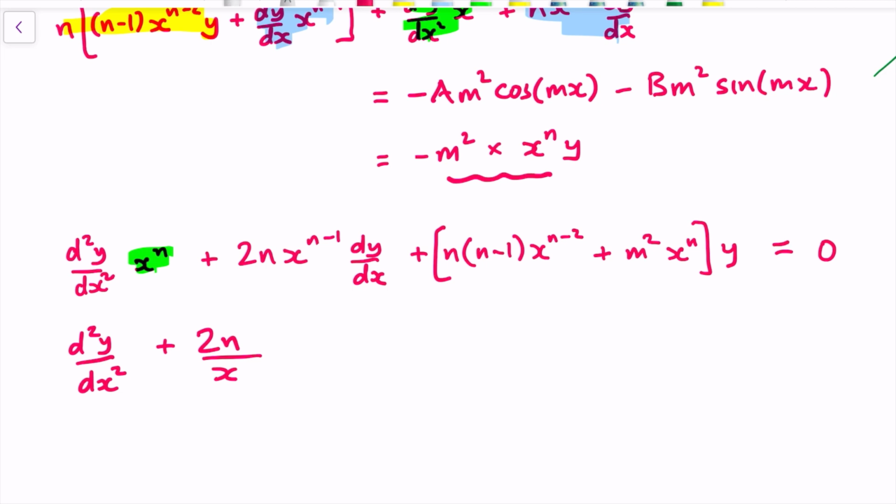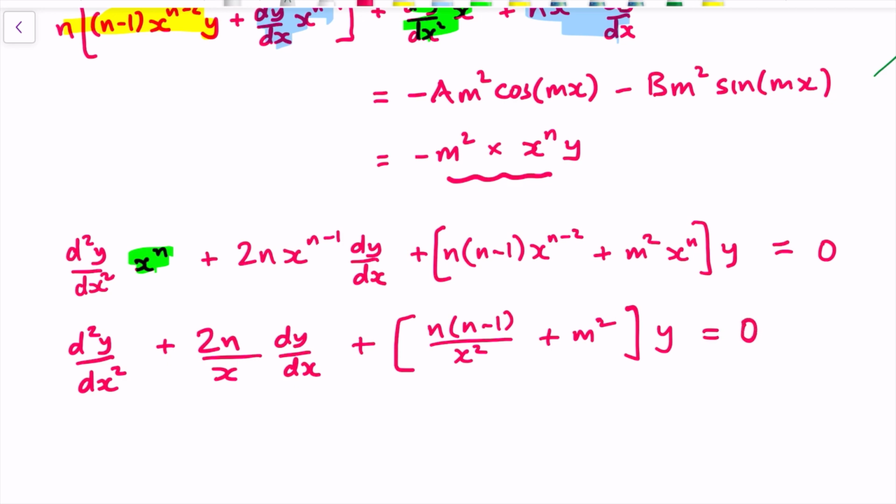And if that went too quickly for you, just pause and have a look at what I did there. It's just an algebraic trick. And we do the same thing for the brackets. Now we're dividing by x to the n. So we get n times n minus 1 over x squared. X to the n minus 2 divided by x to the n. And in the other term, it's just plus m squared, because we get rid of the x to the n. All times y equals 0.